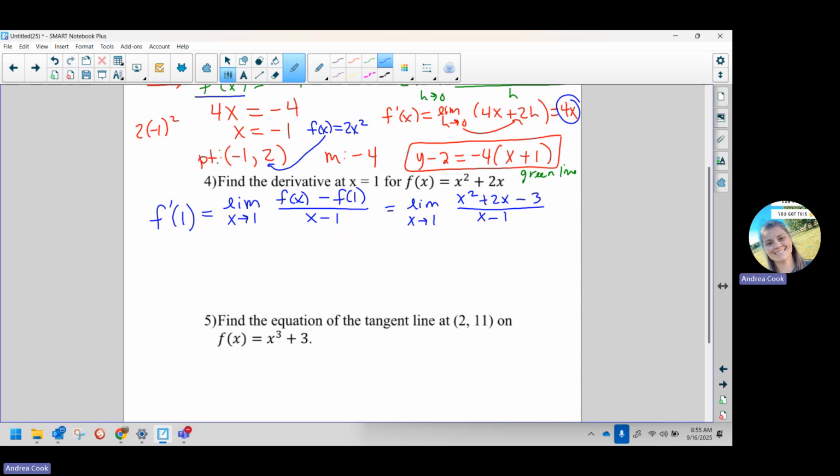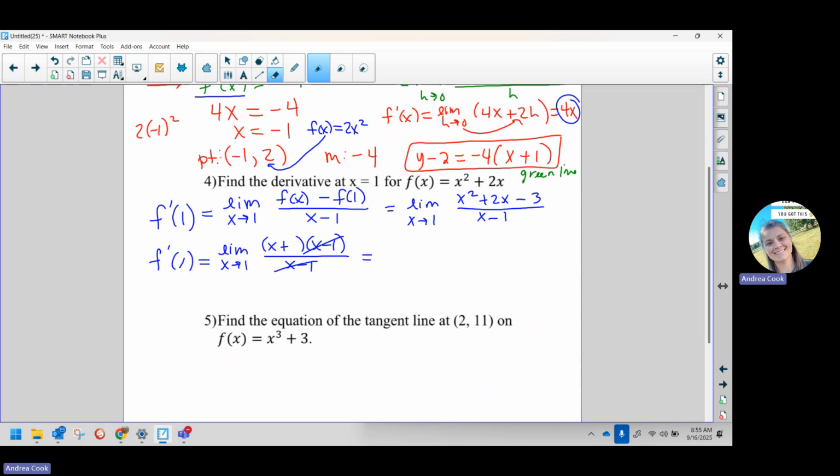You get 0 over 0, which means try harder. How are we going to try harder? Factor and cancel. What does it factor to? X plus 2, x minus 1. So those cancel. And then when I plug in my 1 for my limit, I get what? X. Oh my gosh, what in the world?